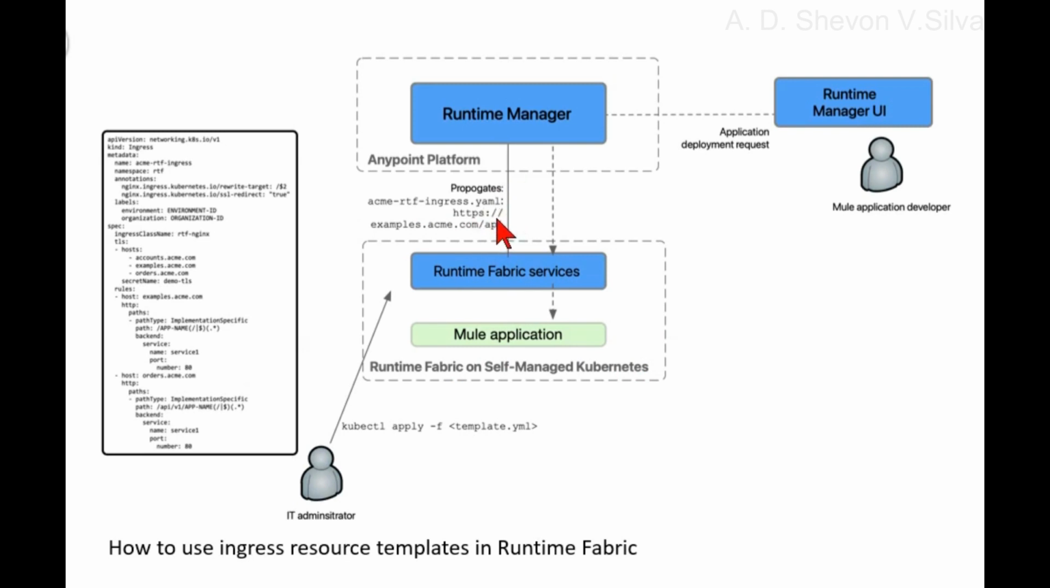acme-rtf-ingress.yml, https://example.acme.com/API. Here Runtime Manager is connected to Runtime Fabric services, and Runtime Fabric services is connected to the Mule application. Here the Runtime Manager interacts with the Runtime Manager UI via application deployment requests, and you can see the Mule application developer here.